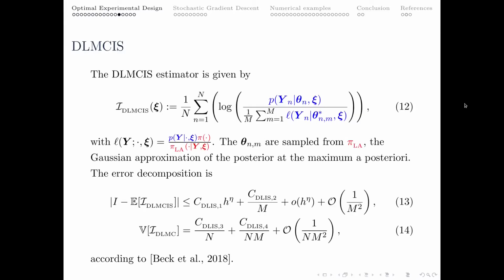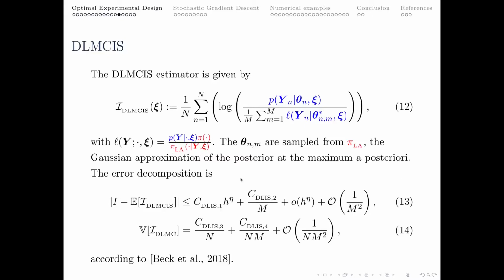So the last estimator that I will present is the double loop Monte Carlo with Laplace-based importance sampling, which is very similar to the double loop Monte Carlo, except that instead of sampling theta star from the prior, we sample theta star from an approximation of the posterior that we get when we use a Gaussian approximation. We use the same sigma as for the Monte Carlo with Laplace to estimate the covariance matrix, and we center this distribution at the maximum a posteriori.